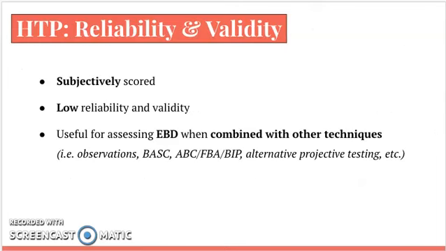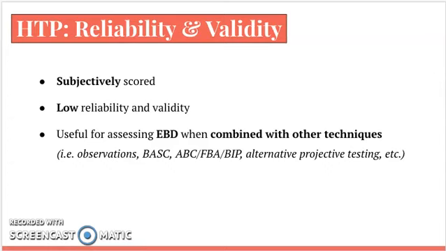And so in general, to wrap up, we see that the house tree person test is, because it's so subjectively scored, its reliability and validity are quite low across the board. However, HTP can continue to be useful for assessing for EBD when it's combined with the results of several other test measures and other techniques for testing for EBD, such as observations, the BASC, the ABC, the FBA, and other alternative projective testing measures.